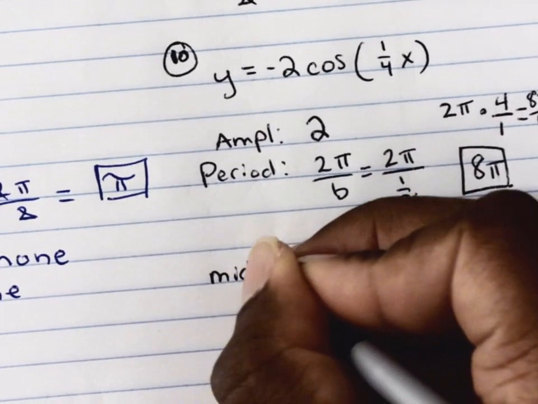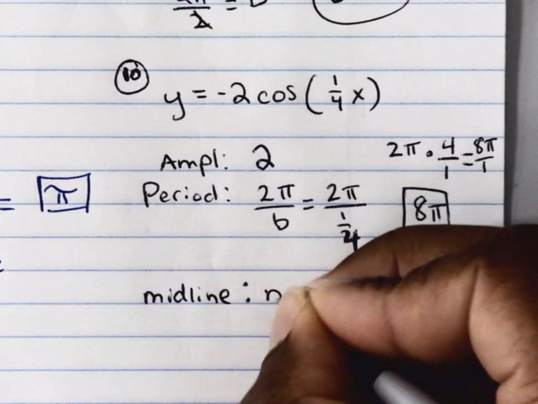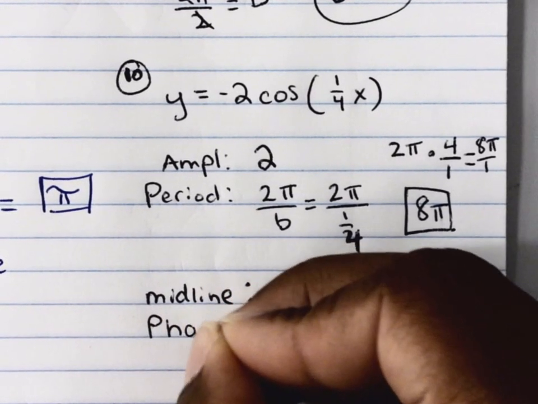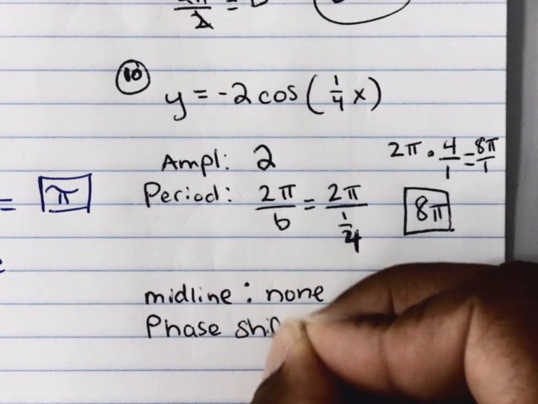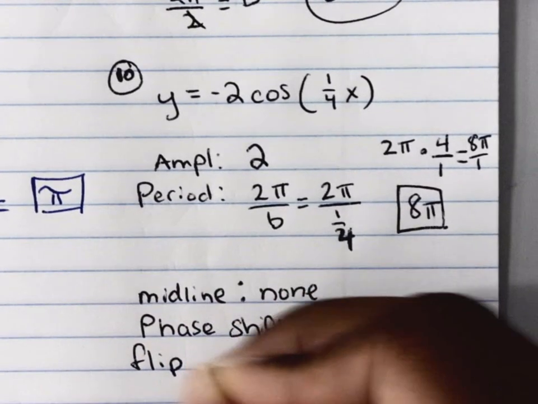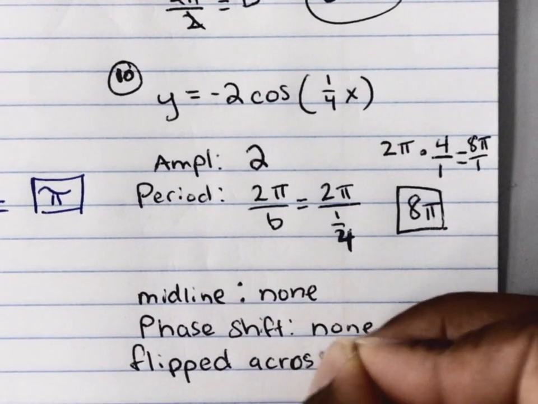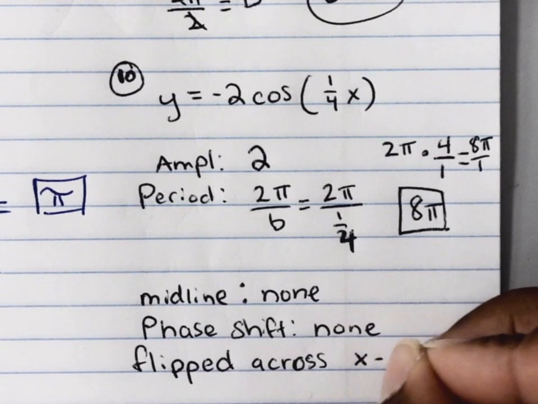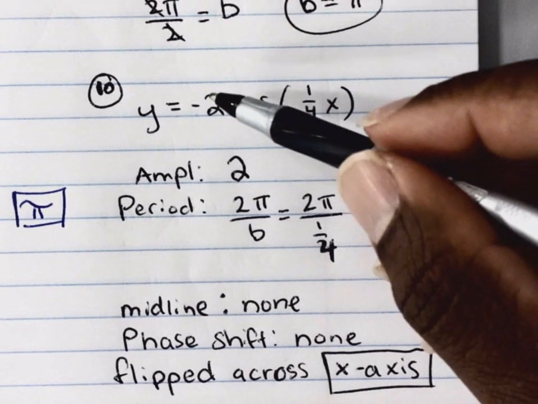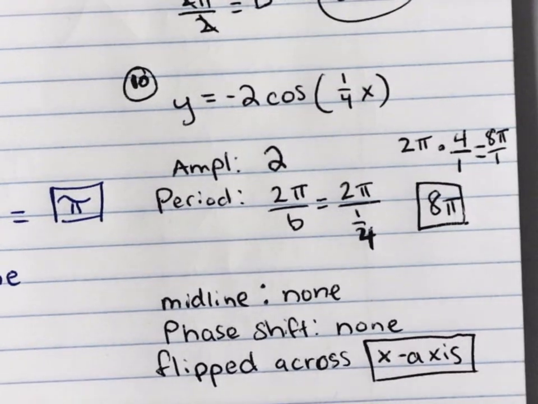Midline. There's nothing in there being added, subtracted, so none. Phase shift. Oh, I did it out of order, didn't I? Phase shift is none as well. And then it is reflected. It's reflected or it's flipped across the x-axis. And that's because the lead number is negative. If A is negative, and 2 is A in this case, if that's negative, it reflects across the x-axis.